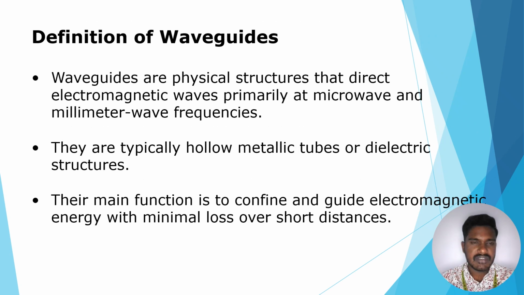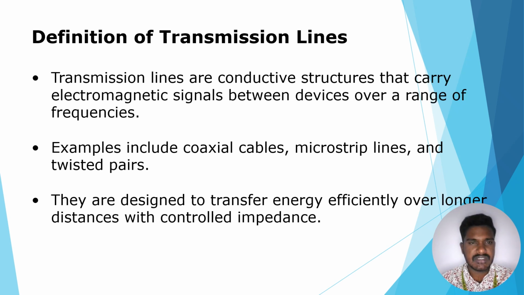Definition of waveguides. Waveguides are physical structures that direct electromagnetic waves, primarily at microwave and millimeter wave frequencies. They are typically hollow metallic tubes or dielectric structures. Their main function is to confine and guide electromagnetic energy with minimal loss over a short distance.